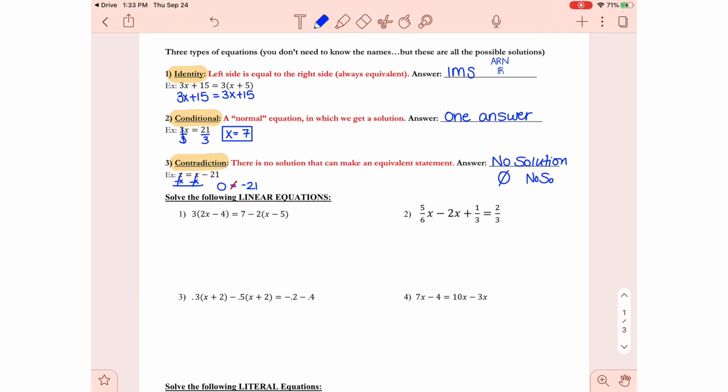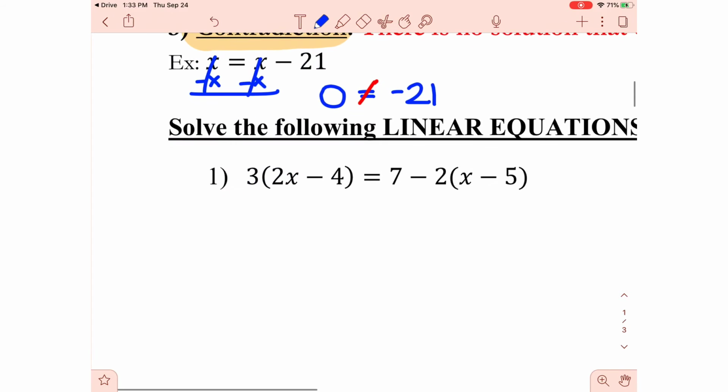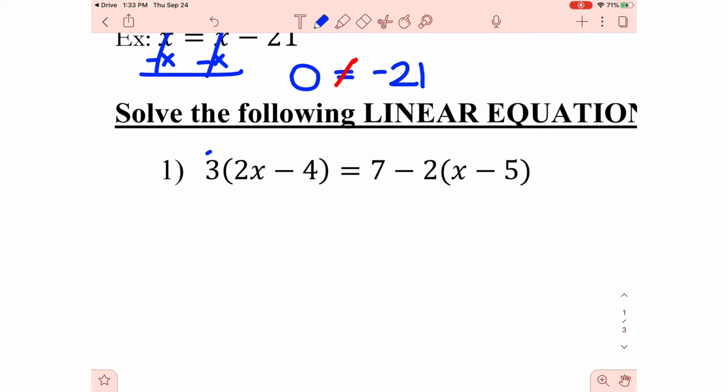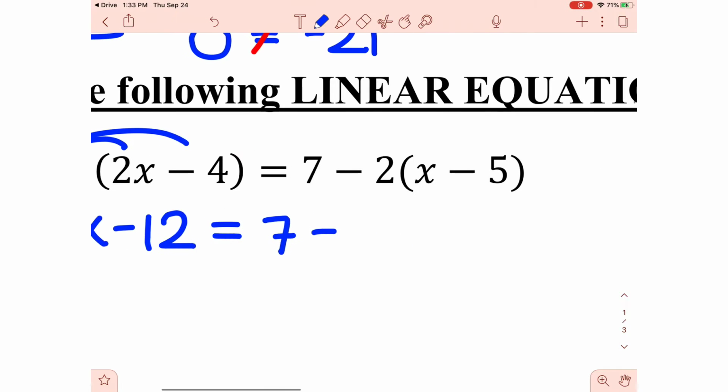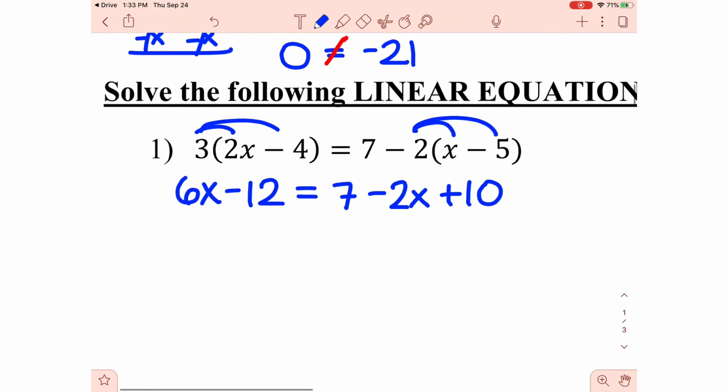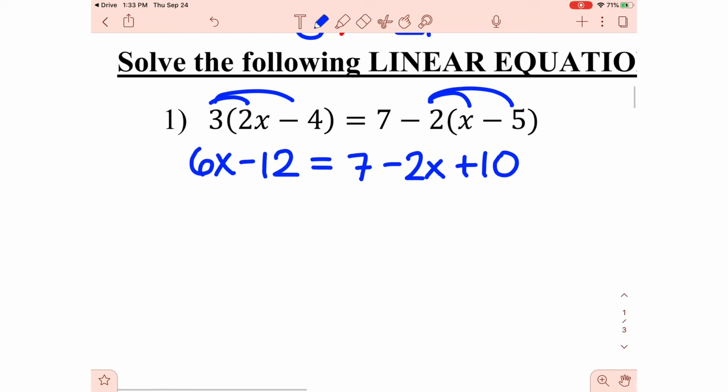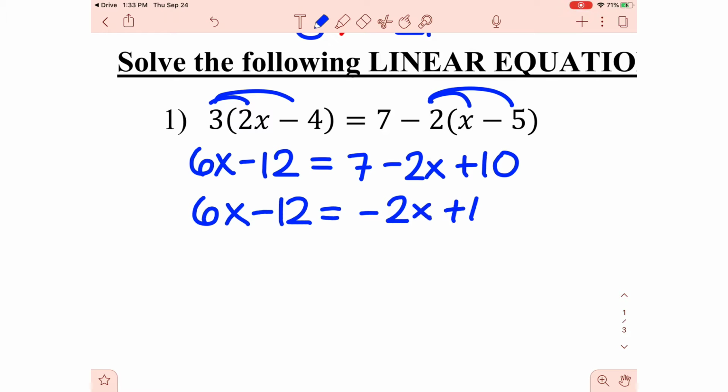So now I'm going to get into some more complicated types of equations. Starting with number 1, let's just go ahead and solve. We're going to distribute the 3. We get 6x minus 12 equals 7 minus, I'm going to distribute my negative 2. Distribute the negative with the 2. So it's minus 2x, and then it's plus 10, because the negative goes to both of the things in the parentheses. So then let's combine like terms on the right. So 6x minus 12 is equal to 7 and 10 combines to 17. So negative 2x plus 17.